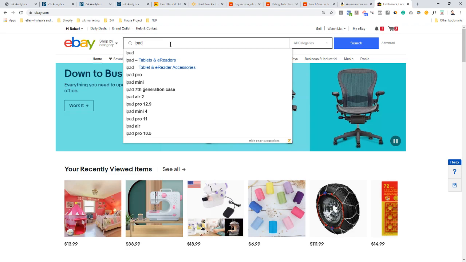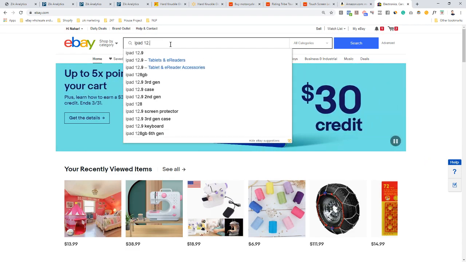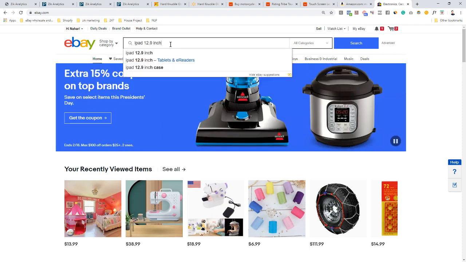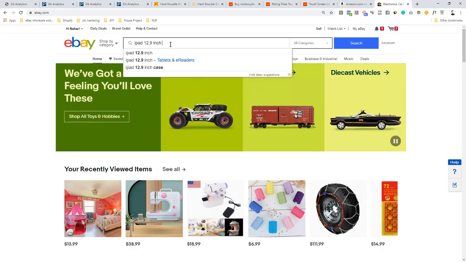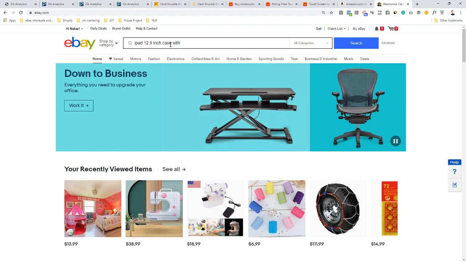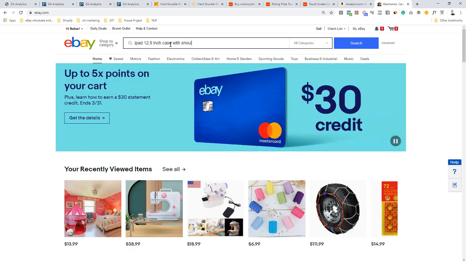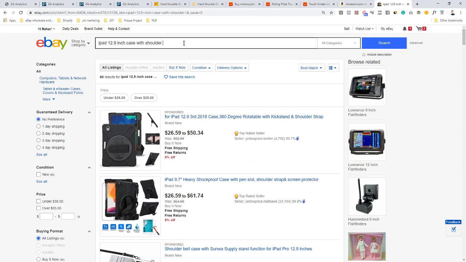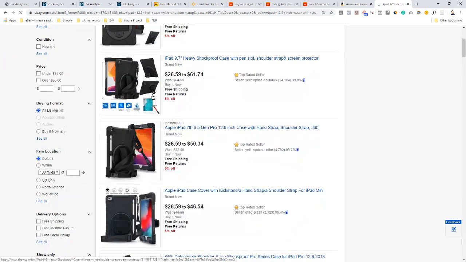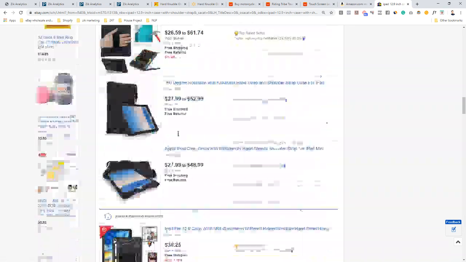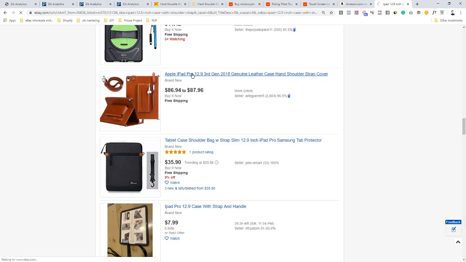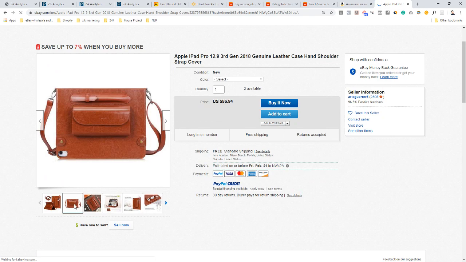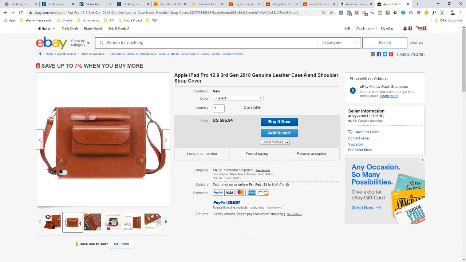It was an iPad 12.9 inch case with a shoulder strap. Let's see. Yeah, this is the shoulder strap. So when I started selling, there was one product. Let me show you the product. I'm probably going to find it. It was this one. It's exactly this one. It's unbelievable, it's still selling. And I realized that the hand-shoulder strap cover for Apple iPad Pro is generating a lot of sales. It was working very well for me. Okay, it's exactly the same product.